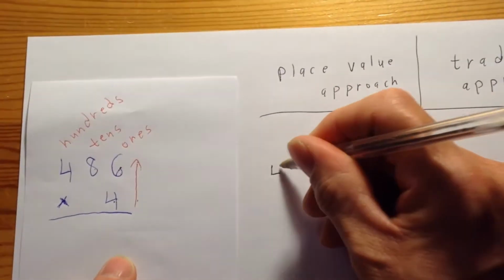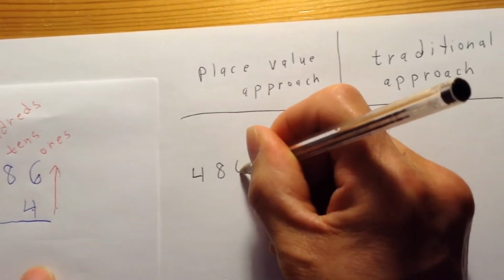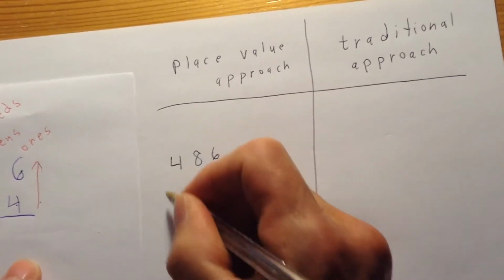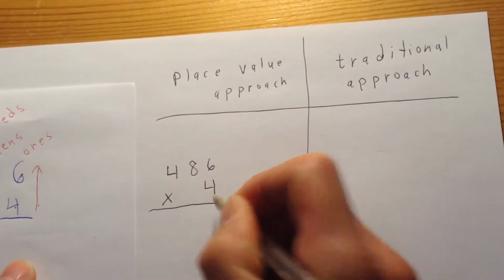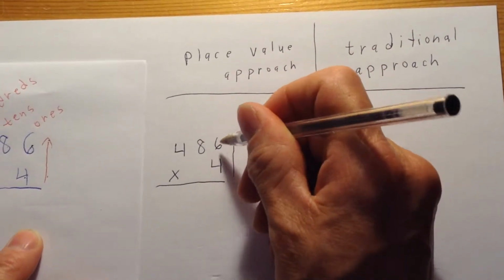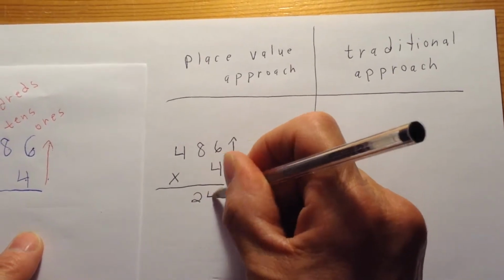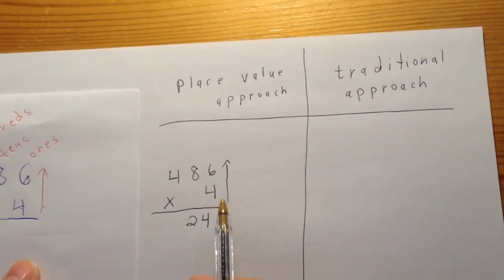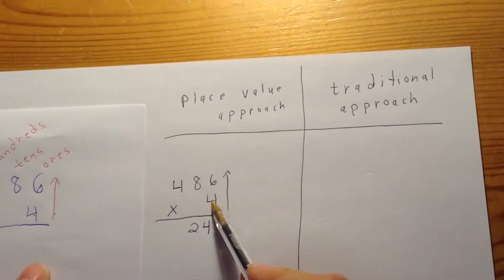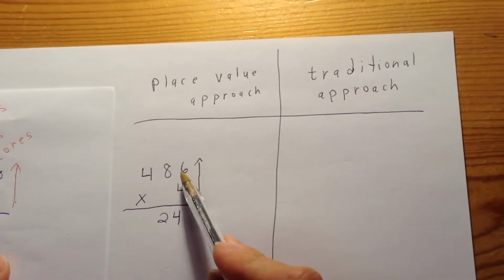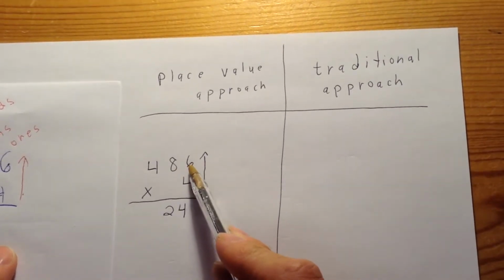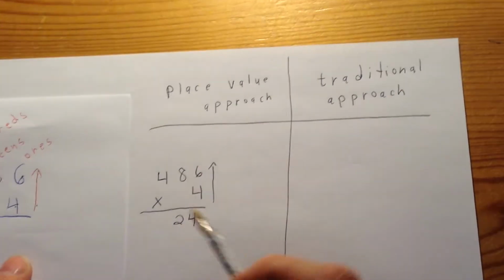Let's rewrite this question. 486, ones, tens, hundreds. I put the 4 in the ones column here, and now we're ready to go. We multiply up. 4 times 6 is 24. The next step is ones times tens. Now, 4 times 8 is 32, but this 8 really doesn't stand for 8. It's 80, because there's a phantom 0 there. It's 320.